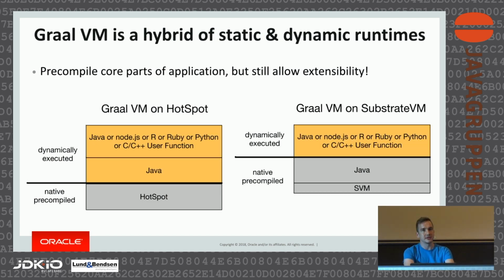And on top of that, not only can you embed your Java application, but also you can embed runtime libraries for dynamic languages, currently JavaScript, Ruby, Python. And then those could be dynamically executed on top of that statically, ahead-of-time compiled native image.